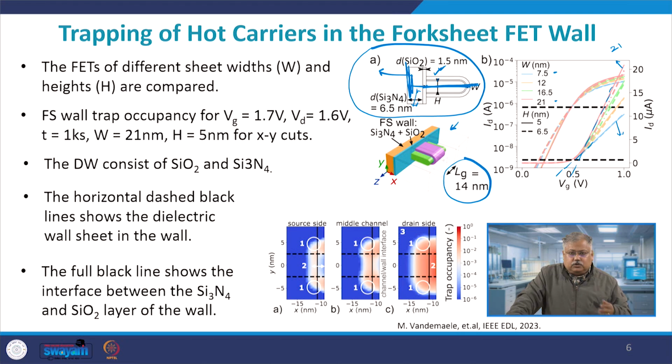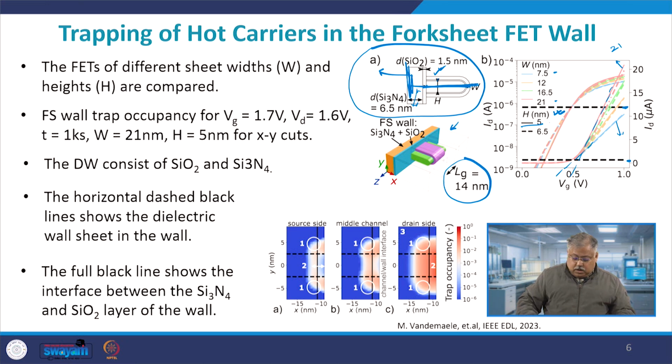And the reason is also very obvious, because with a higher wall, the distance between the two will be quite large at 21 nanometer, so you require a larger gate voltage to form the channel, and that's the reason the threshold voltage will increase. Now the horizontal lines here, this one and this one, actually show the dielectric wall sheet in the wall, right? So how many dielectric sheets are there? And if you look at the full black line here, I am varying my height from 5 nanometer to 6.5 nanometer, and that basically shows the interface between silicon nitride and silicon dioxide of the wall.